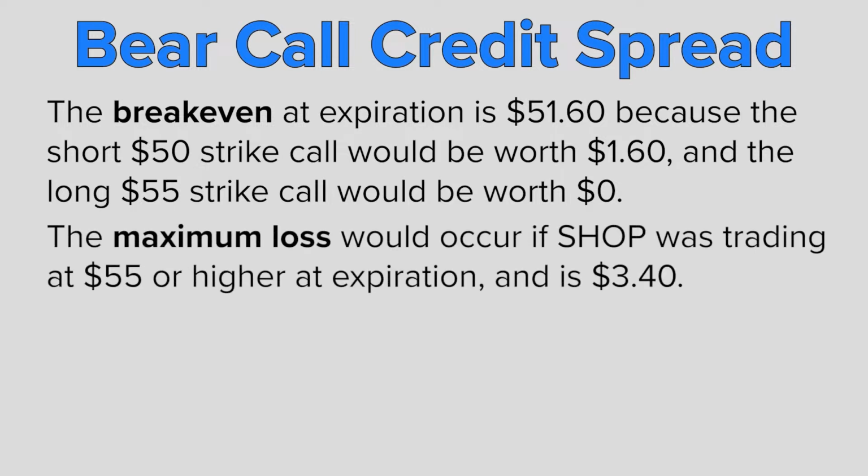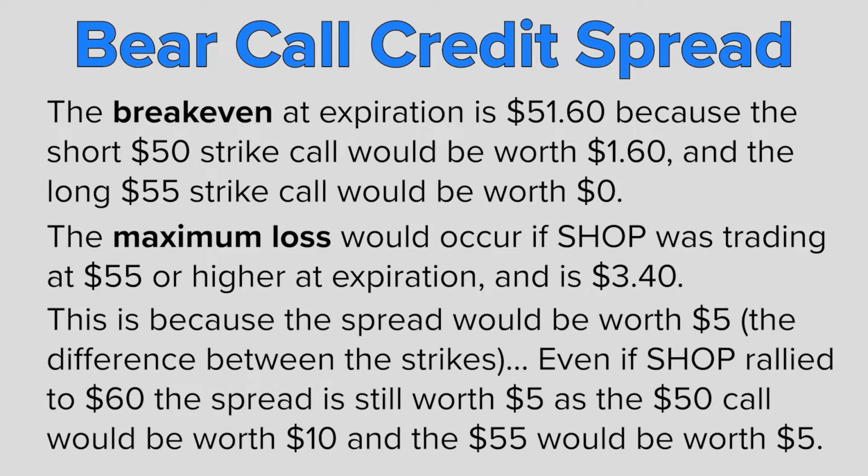The maximum loss would be with the stock trading 55 or higher at expiration and is $3.40. This is because the spread would be worth $5, which is the difference between the two strikes. Even if the stock rallied all the way to 60, the spread is still worth $5, as the 50 call would be worth $10 and the 55 call would be worth $5.